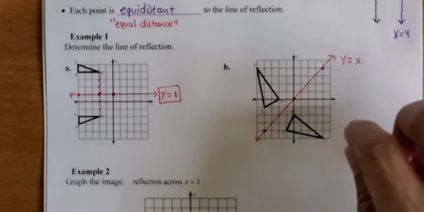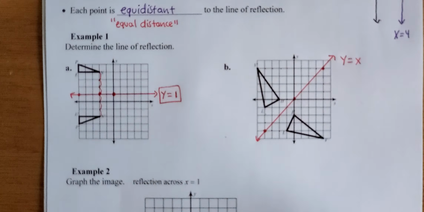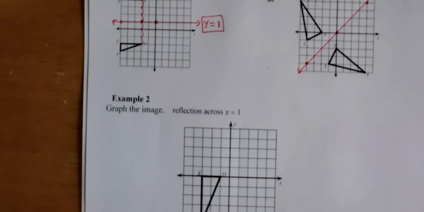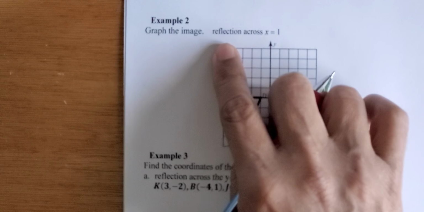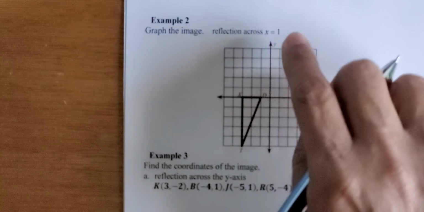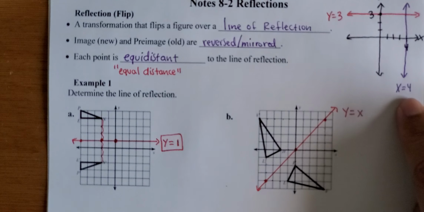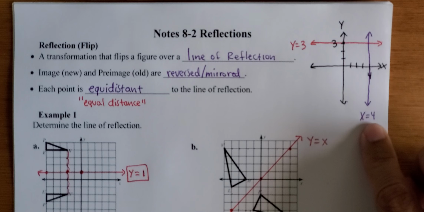All right, so keep this one in mind because we're going to use it again in a moment. Okay, so let's go on to example number 2. This one is asking us to graph the image, and now we're given the equation of that line. So it's a reflection across x equals 1. X equals 1 means this is going to be a vertical line. Okay, so it's going to be like this one here.